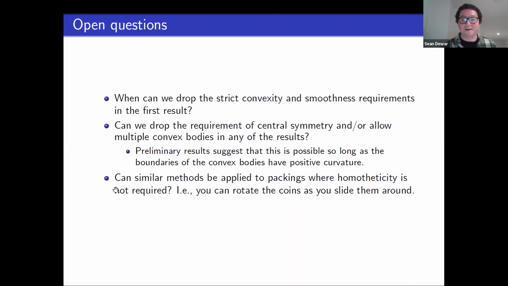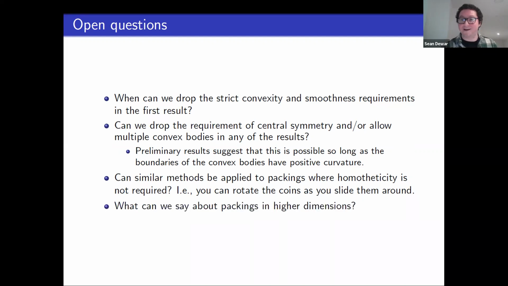And this is my last point here. Can similar methods be applied to packings where homotheticity is not required? Which is quite hard to say. So we allow the convex bodies to now rotate. When I've given you the coins, and you put them on the table, you're now allowed to rotate them. That will be the true end game of this sort of result, because this will give us a very good idea on how matter behaves, and with randomly sized things and stuff like this.